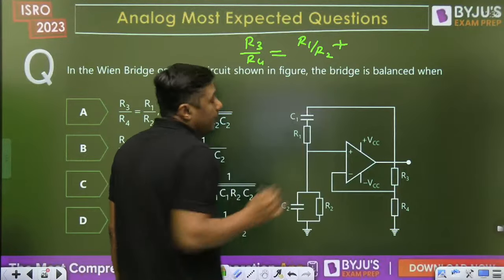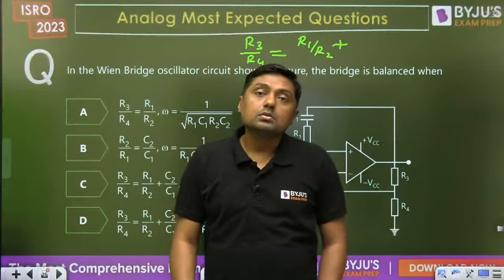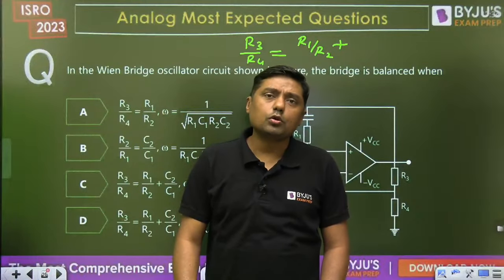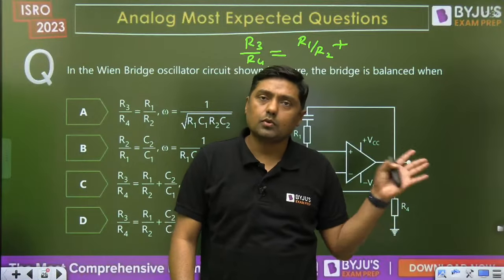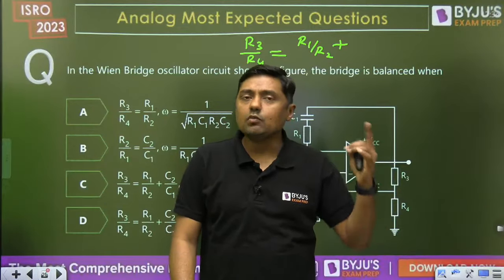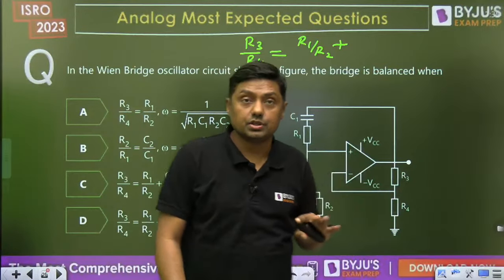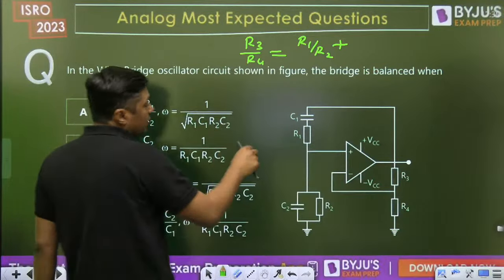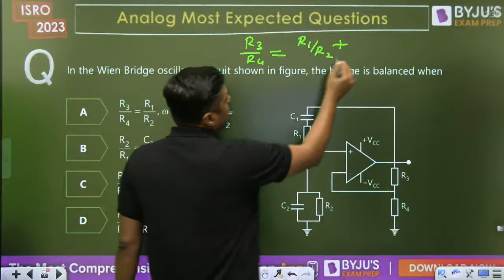plus, and now remember, C always follows the opposite rule compared to the resistor. If it is R1 by R2, then it will become C2 by C1. So R3 by R4 equals R1 by R2 plus C2 by C1.